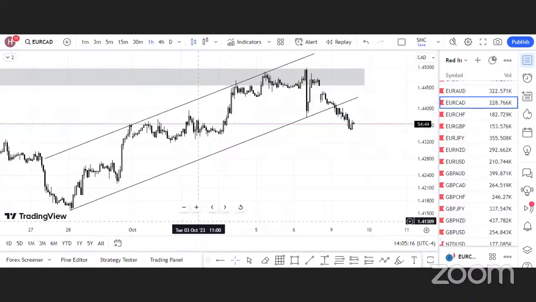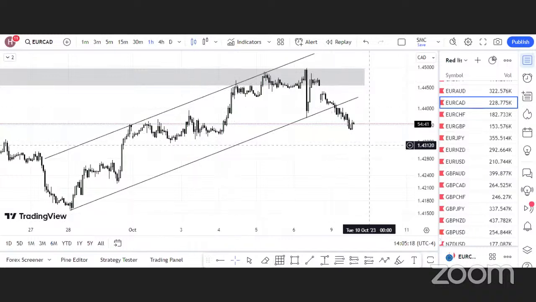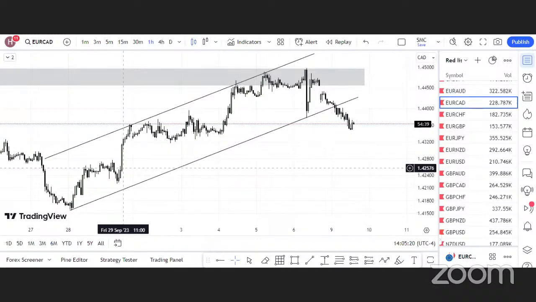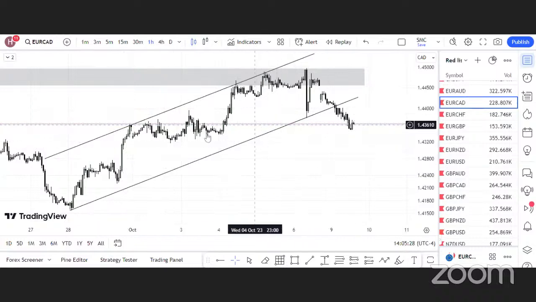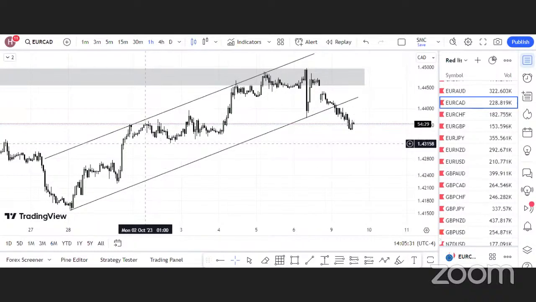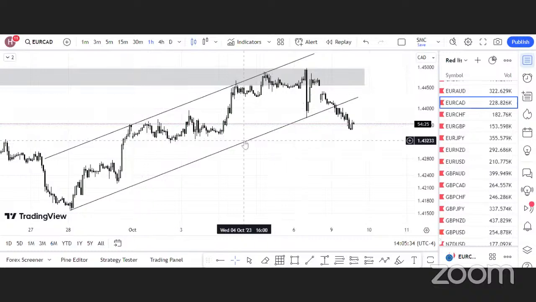Now the market is coming down, and the next thing you want to be looking out for is, do you have any other trend line that you can draw that will align with this current market, or is there any way you can draw maybe a support or resistance to align with this market?